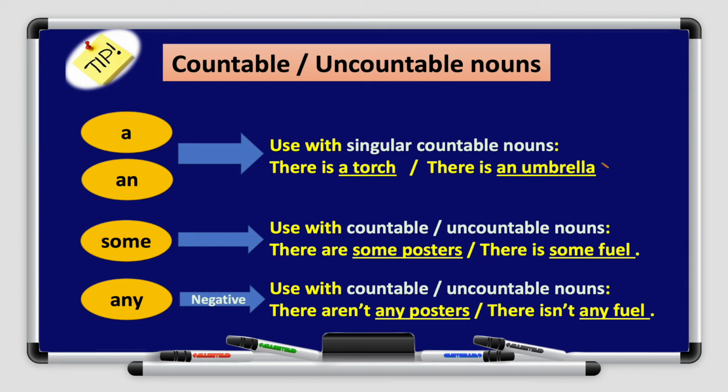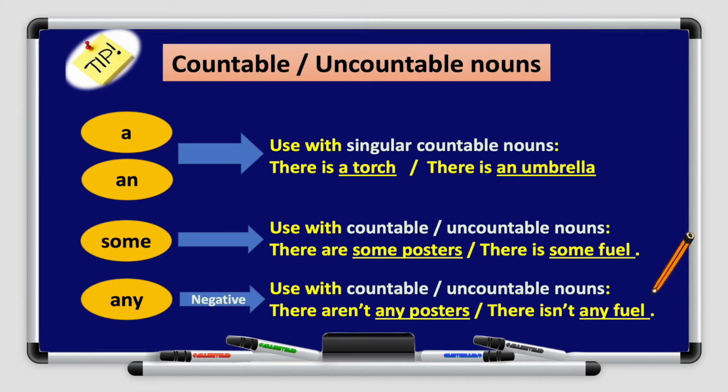We use a and an before singular countable nouns. It depends on the first letter of the noun. For nouns starting with vowels, we use an. There is an umbrella. There is a torch. We use some with countable and uncountable nouns. There are some posters. There is some fuel. We use any with countable and uncountable nouns, but in the negative form. There aren't any posters. There isn't any fuel.